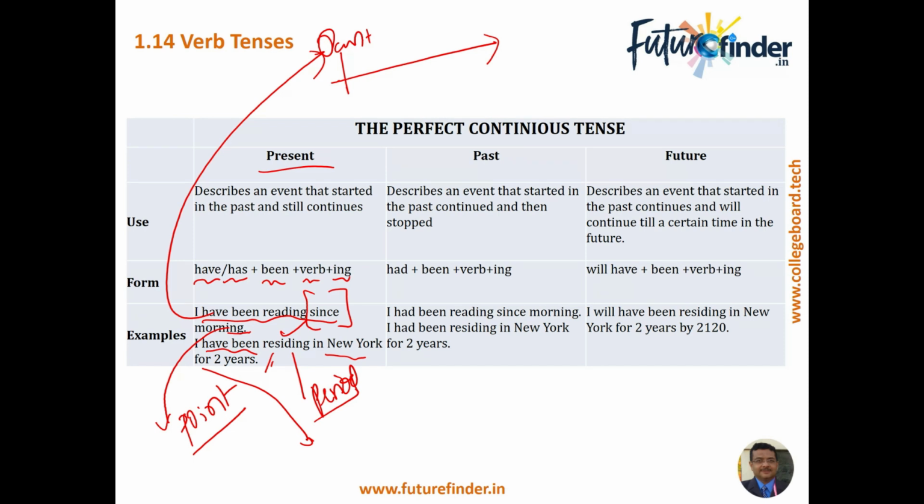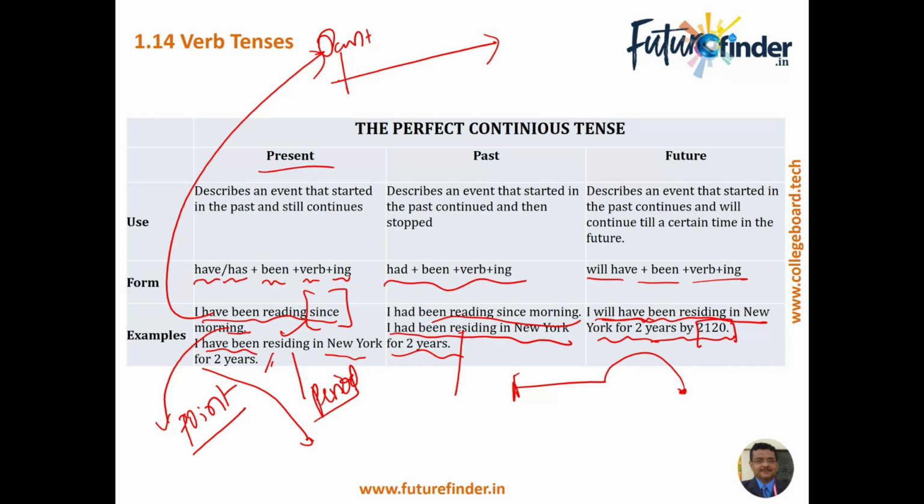What about the past perfect continuous tense? The event started in the past, continued, and then stopped. I had been reading since morning, but then I'm not reading yet. I had been residing in New York for 2 years. I'm not residing in New York now. And future, the event started in the past, continued, and will continue to a certain period in the future. Will have been. I will have been residing in New York for 2 years by 2120. Okay, so this is how the perfect continuous tense works.